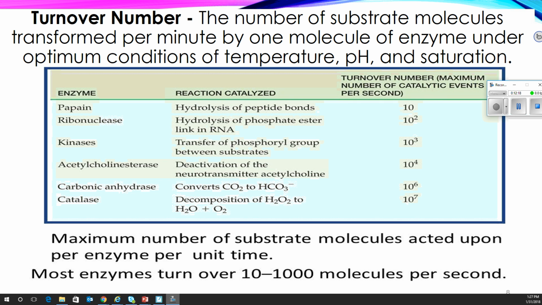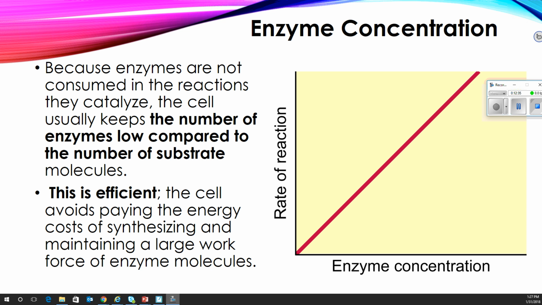Yeah, it's like crazy amounts of times. Most enzymes turn over 10 to 1,000 molecules per second. That's a lot of work being done by an enzyme. You could get your homework done. That would be awesome. Okay, so enzyme concentration and rate of reaction. Because enzymes are not consumed in the reaction, they can catalyze over and over and over again.